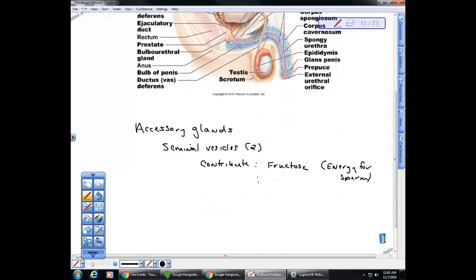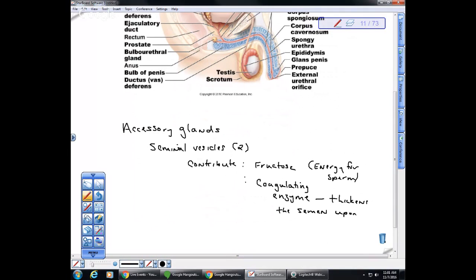Okay. They also contribute a coagulating enzyme. And so when you think about coagulating, you want to think about thickening, right? So what this does is it's going to thicken the sperm upon entry into the vagina. So the function of this is that it thickens the semen, all the stuff that is being ejaculated, including the sperm, upon entry into the vagina. And the reason for this is that it prevents a phenomenon that is called backflow. So the semen could flow back out of the vagina, right? The female stands up, semen could come out, right? So this thickens, right, and helps to keep it from coming back out. So that's the coagulating enzyme.